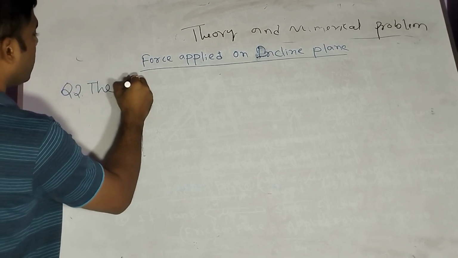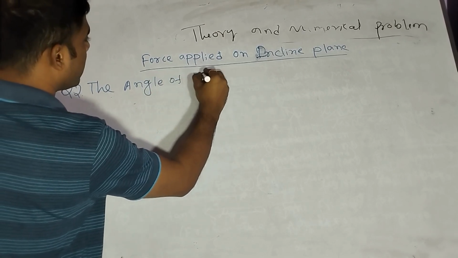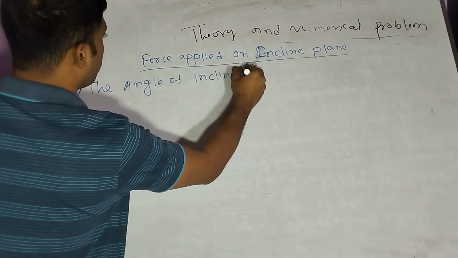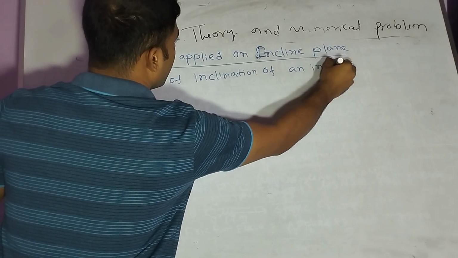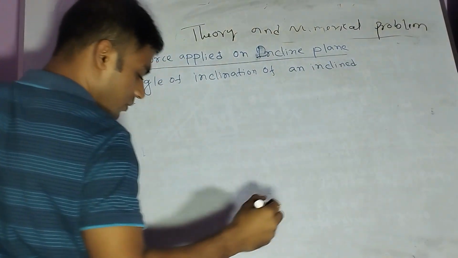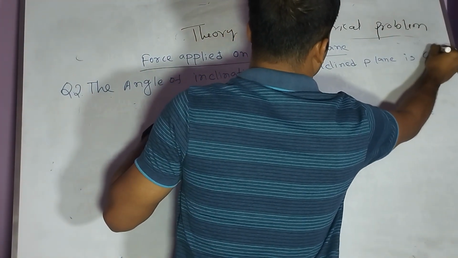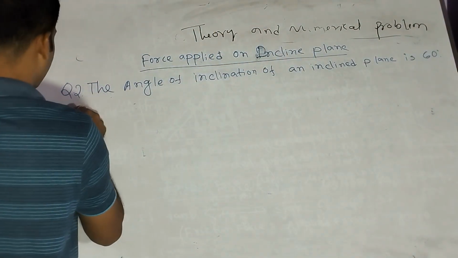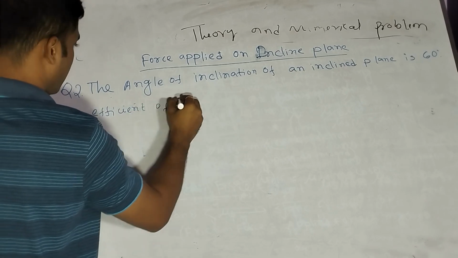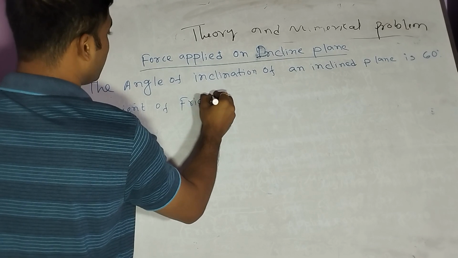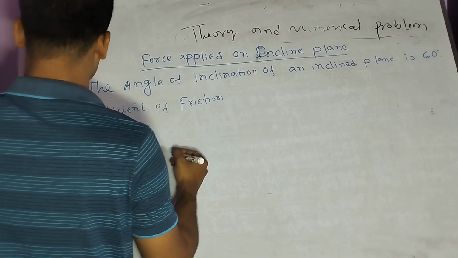Question number 2: the angle of inclination of an inclined plane is 60 degrees. Coefficient of friction means mu is given, not mu s and mu k. So mu can apply to both mu s and mu k.